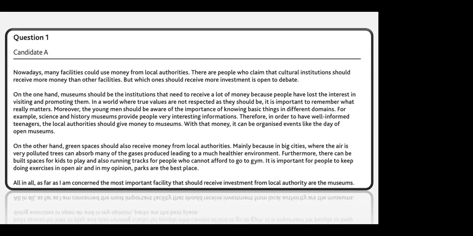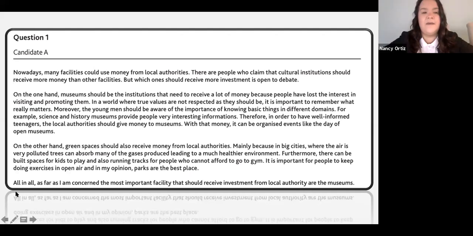On the other hand, green spaces should also receive money from local authorities, mainly because in big cities where the air is very polluted, trees can absorb many of the gases produced, leading to a much healthier environment. Furthermore, there can be built spaces for kids to play and also running tracks for people who cannot afford to go to gym. It is important for people to keep doing exercises in open air, and in my opinion, parks are the best place. All in all, as far as I am concerned, the most important facility that should receive investment from local authority are the museums.